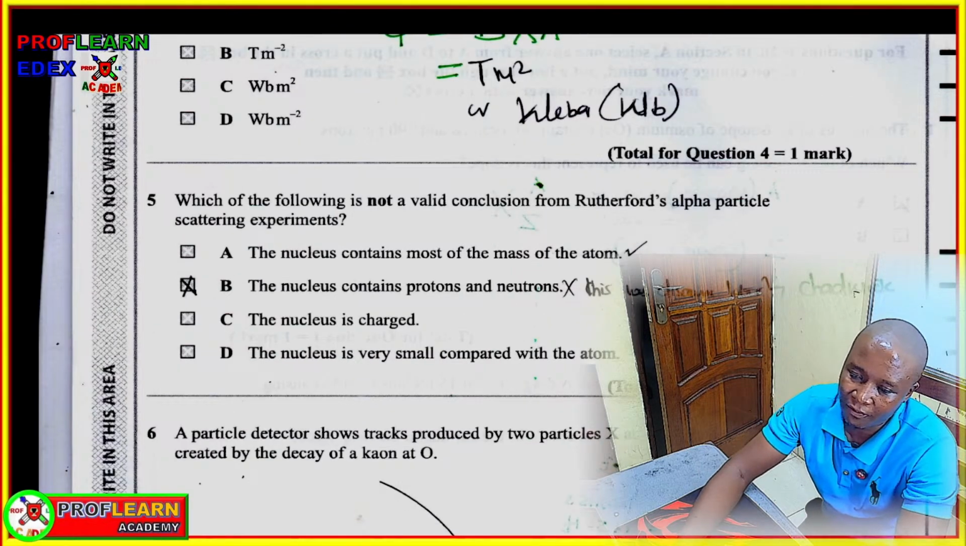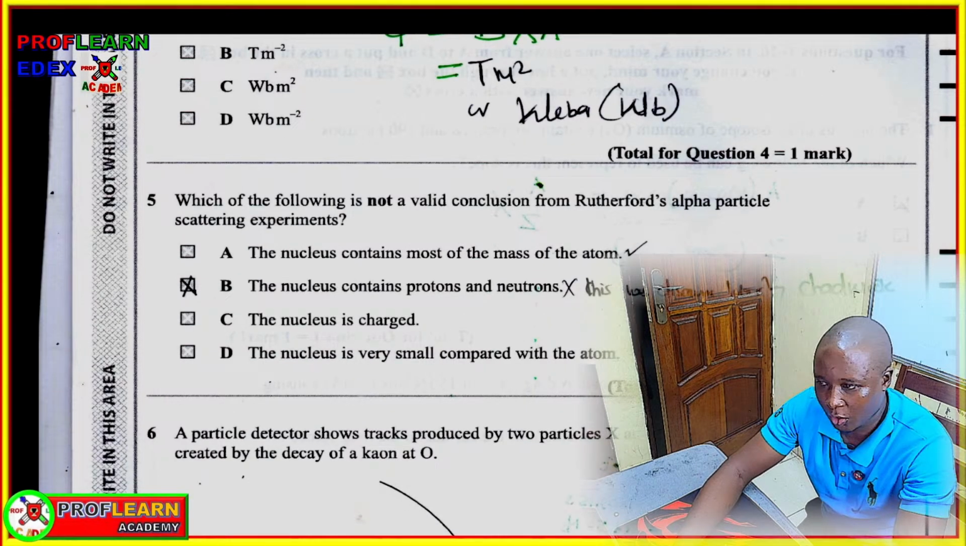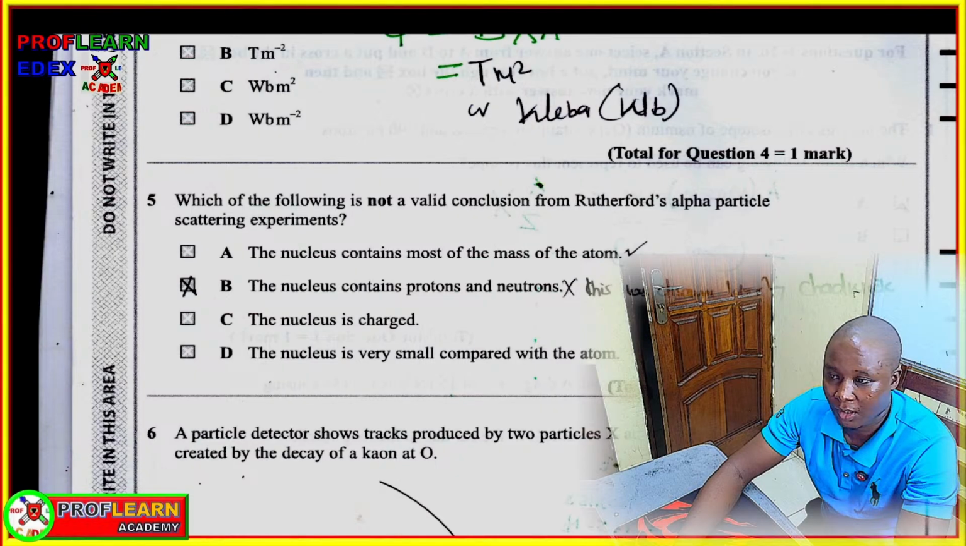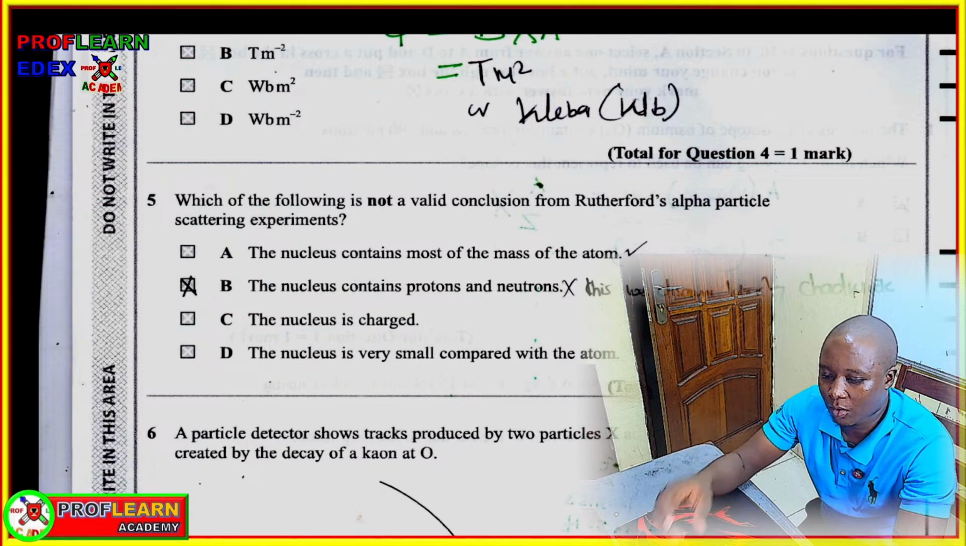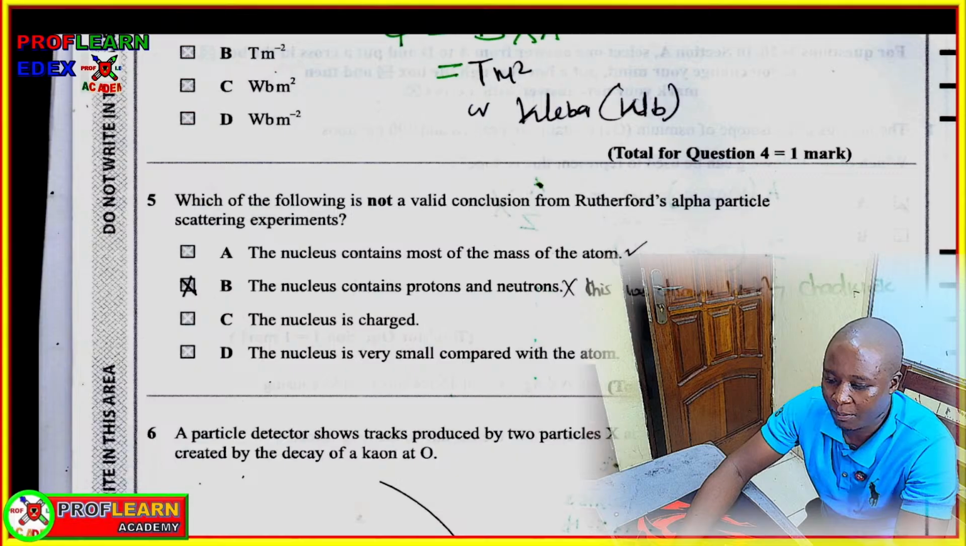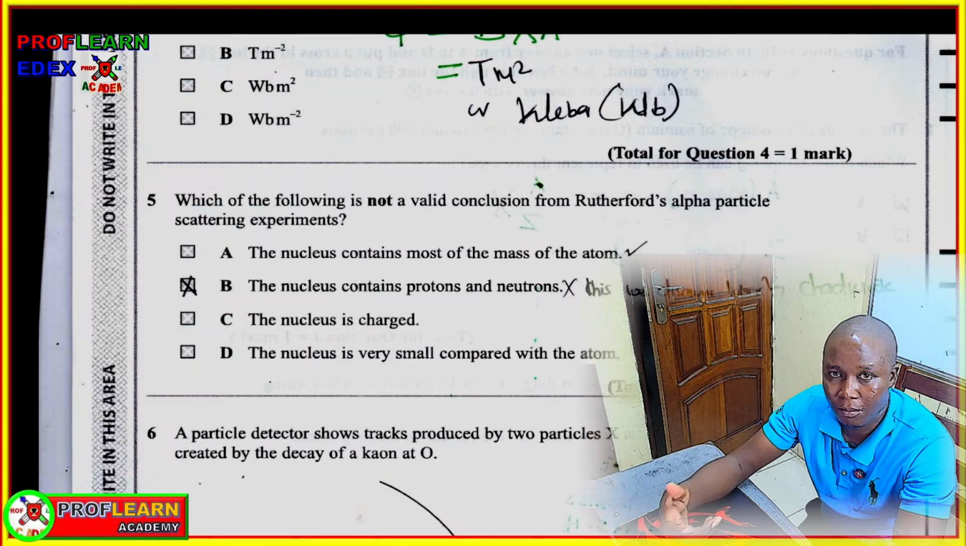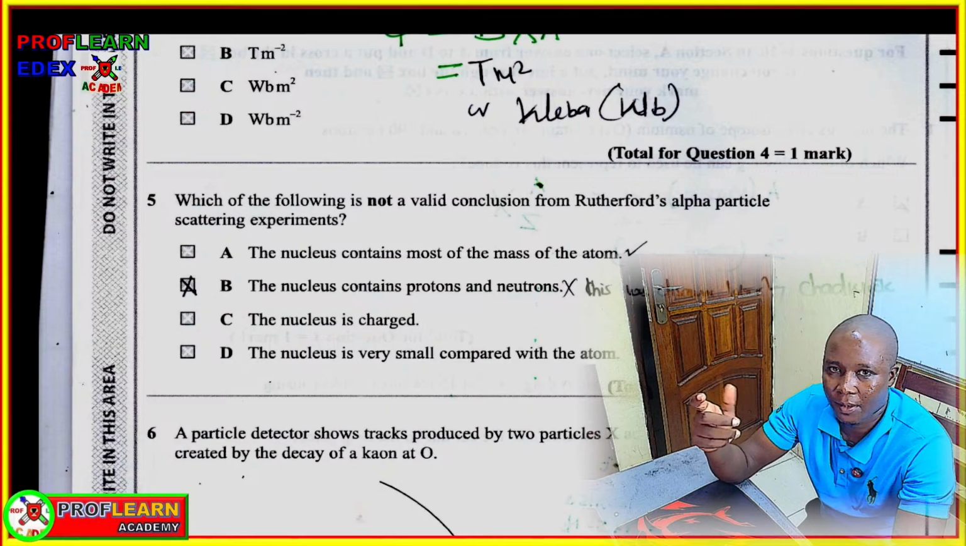Which of the following is not a valid conclusion? So you need to understand Rutherford's particle experiment. Streams of alpha particles were directed at a thin foil. So it was realized that most of the particles passed through undeviated, meaning that much of the space of an atom is empty.